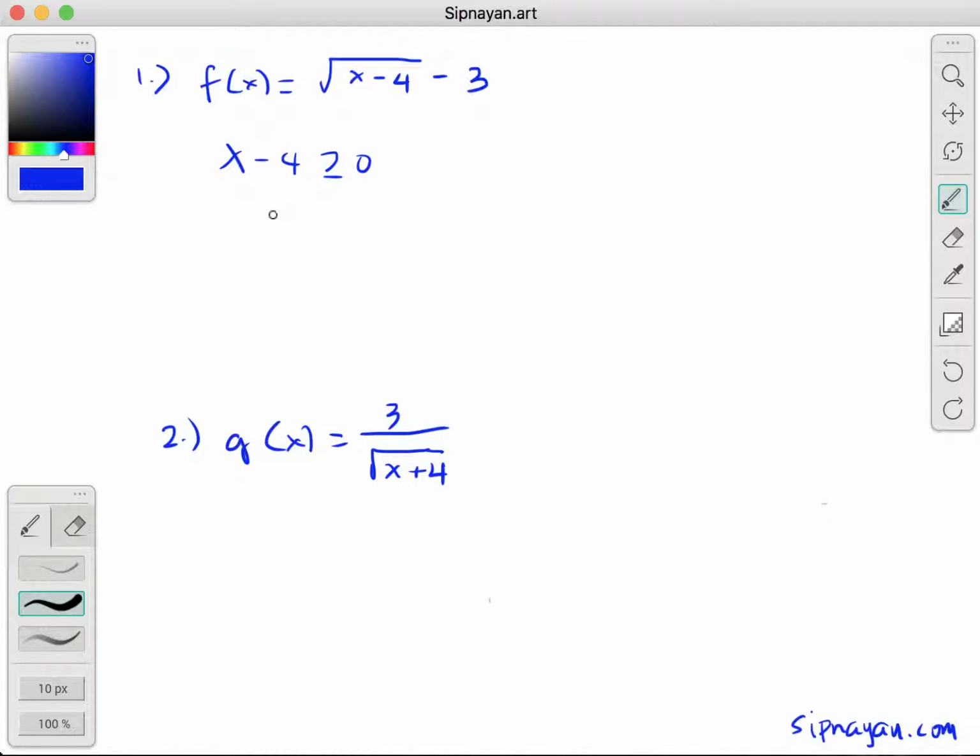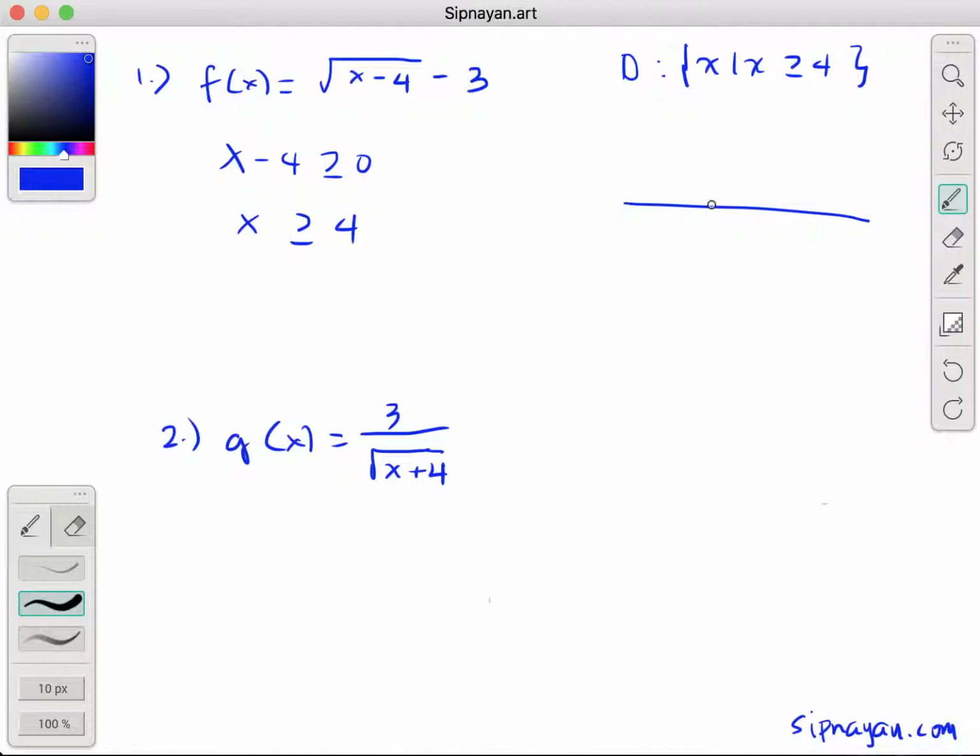So, if we add 4 to both sides, we have x is greater than or equal to 4. Nag-add lang ako ng 4, so mawawala na to dito. Magiging 0 na yun. Pag nag-add ako ng 4, magiging 4. Meaning, this is the domain, no? Kasi this is the set of values of x that will make the function defined. So, this is the domain, which is the set x, such that x is greater than or equal to 4. So, in set notation, ito siya.